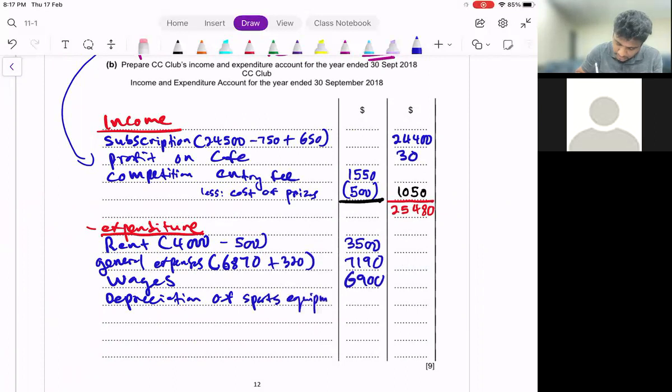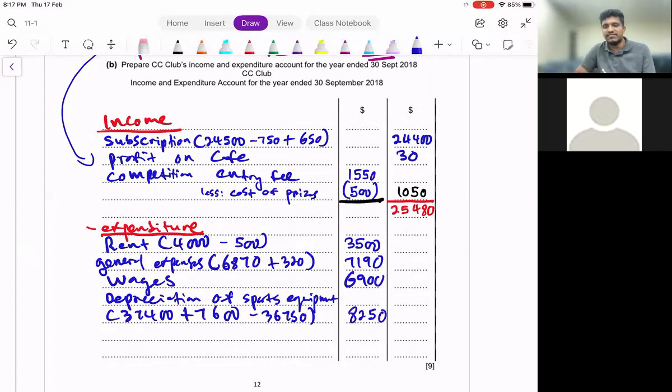Okay, if one line is not enough, you can write down here. Okay, opening balance, can you see your paper? 37,400 plus how much the purchase? Purchase 7,600 minus how much the closing, see your paper? 36,750. So you solve this, you'll get a depreciation. Your depreciation will be 8,250. You can calculate that.